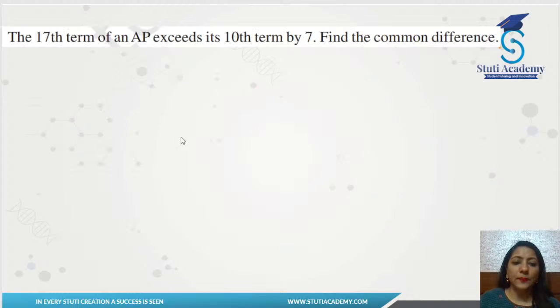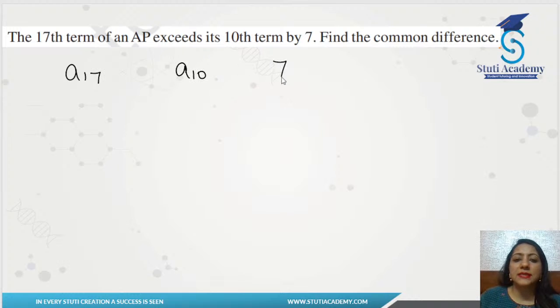Now coming to the next one. This is quite simple. The 17th term of an AP exceeds its 10th term by 7. Find the common difference. The difference between the 17th and the 10th term is 7. That is what the statement means. 17th term exceeds the 10th term means this 17th term is bigger than the 10th term. So A17 minus A10, the bigger one minus the smaller one. The difference is given to us as 7. We have to solve for the common difference.